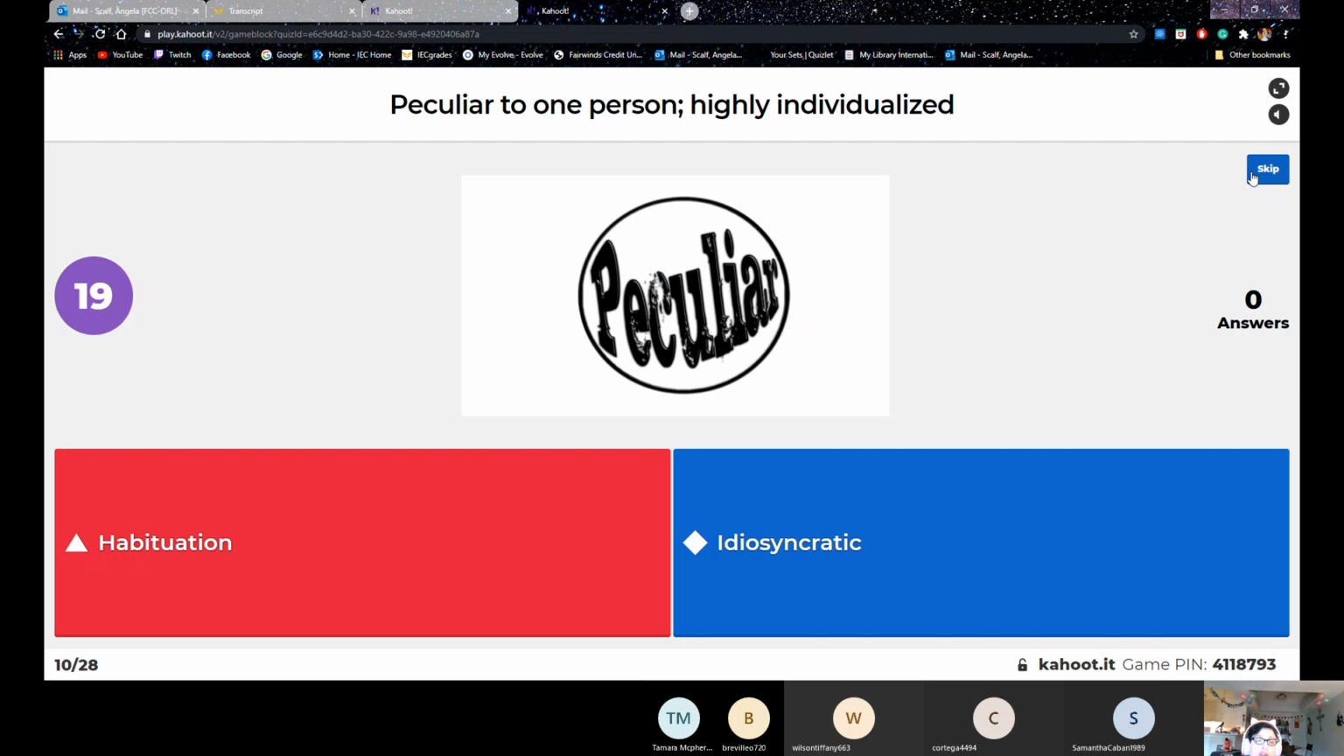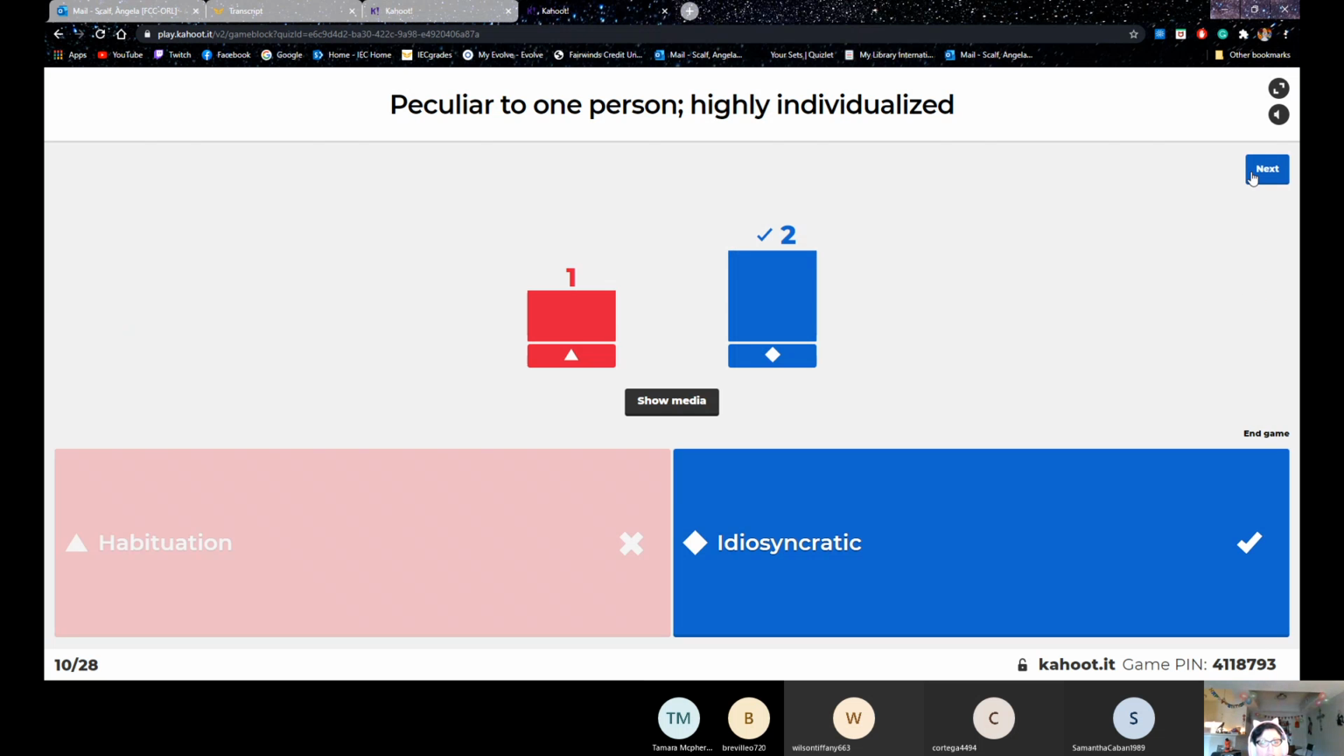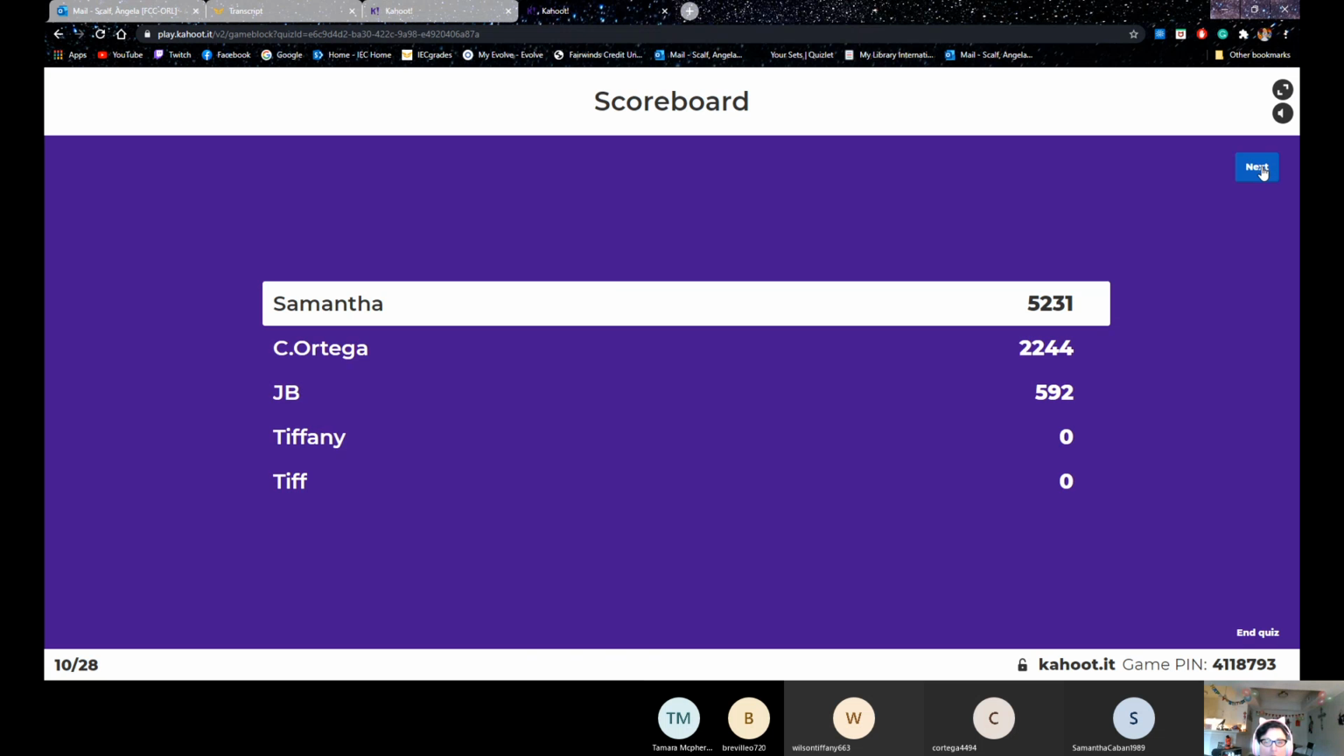This means peculiar to one person. It's highly individualized, and I mentioned this. It's like when you take a medication and you're the only person that really had that side effect. What would that be called? Yeah, that's idiosyncratic. That means like to self, right? So you're the only person that had that effect, so they would say that was an idiosyncratic reaction.